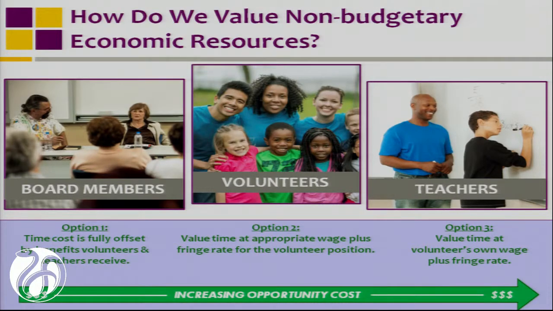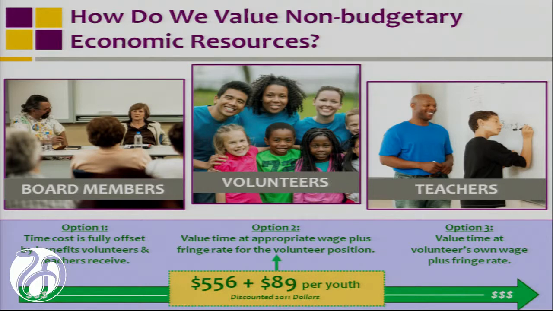In our analysis, we didn't find a clear direction to go here, but given our volunteers and what they were doing, we found options 1 and 2 most compelling. That meant our opportunity costs could range from zero to as high as an additional $89 per youth on top of our weighted average cost estimate. So again, it would be helpful to have guidance to know where to land in valuing the opportunity costs of non-budgetary resources used.